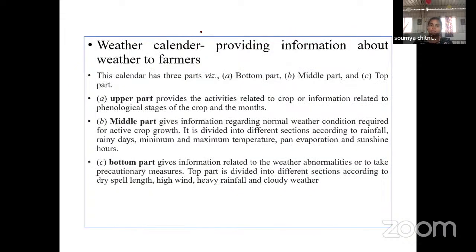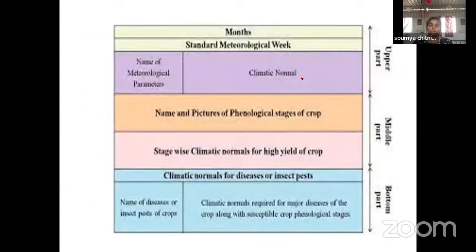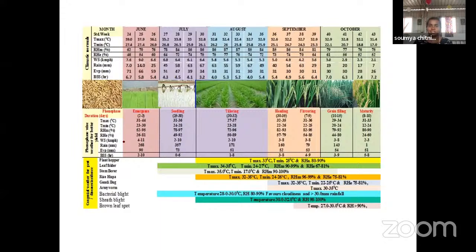And second is the weather calendar. It gives information about weather to the farmers. This weather calendar usually has 3 parts. I'll just show you here. This is a weather calendar. There are 3 parts: the upper part, the middle part, and the bottom part. The upper part tells about the months and what is expected.